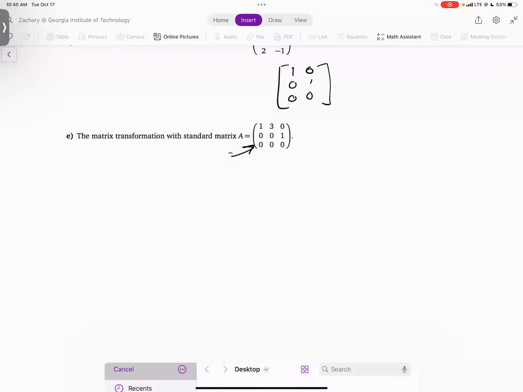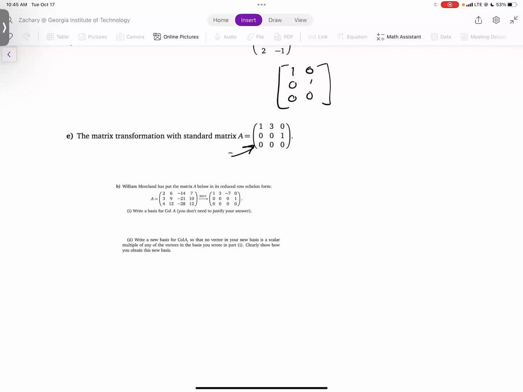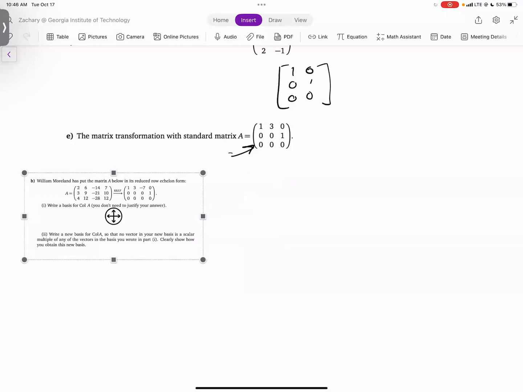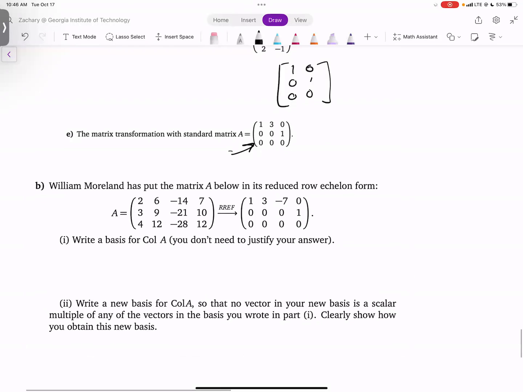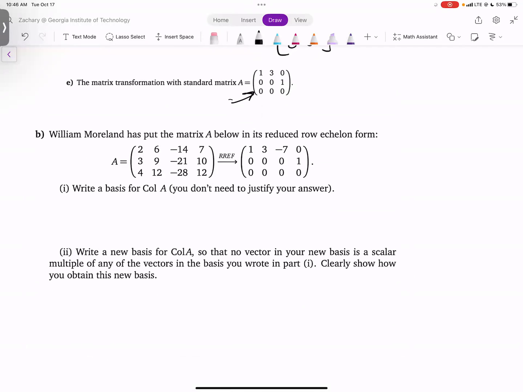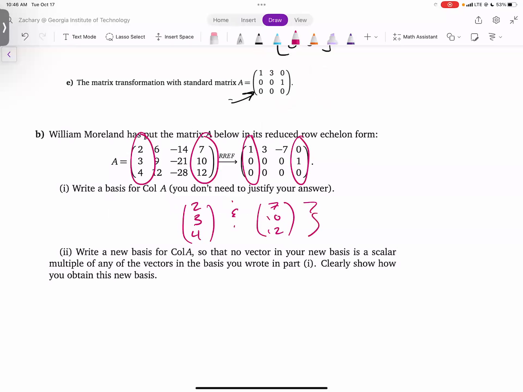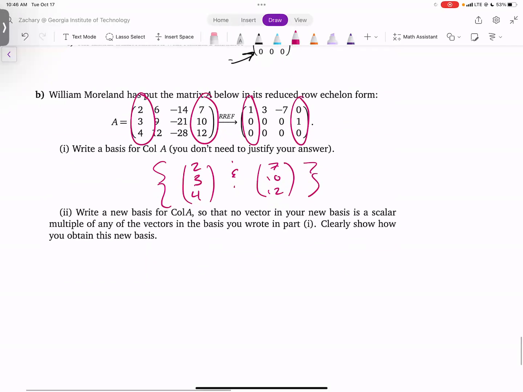Okay, let's talk about this one. So for this one, it's asking, find the basis of a column space, and they've already done the hard work for us and put this in reduced row echelon form. So we have our pivot columns of the original matrix. So it's going to be 2, 3, and 4. And 7, 10, and 12 form my basis because they're just the pivot columns of the original matrix.